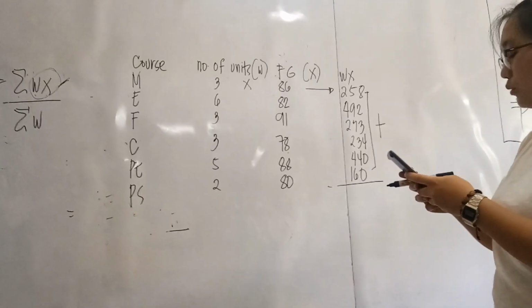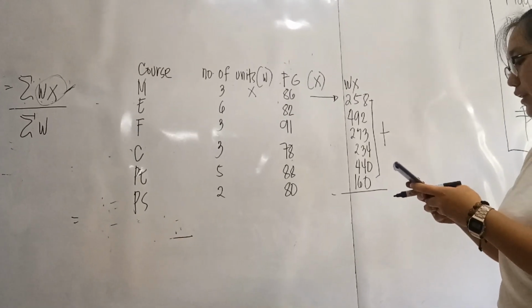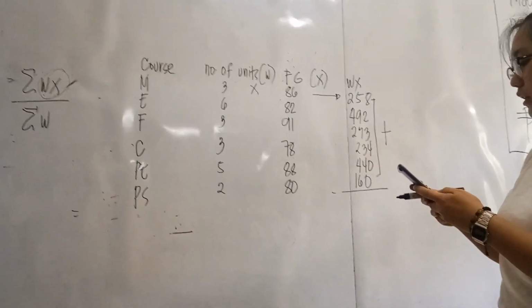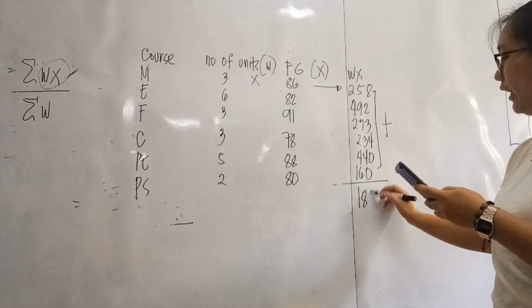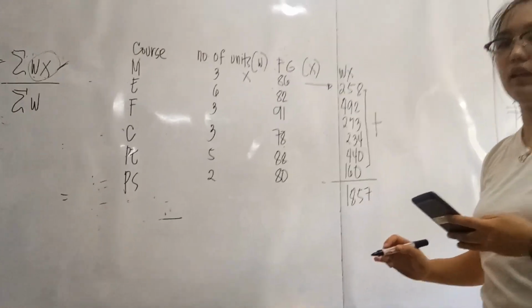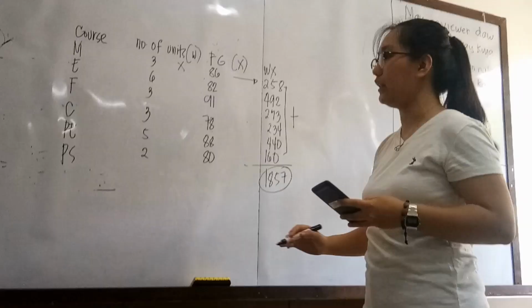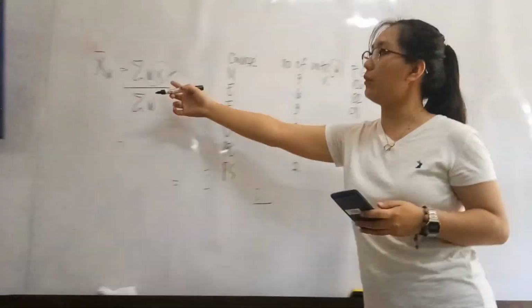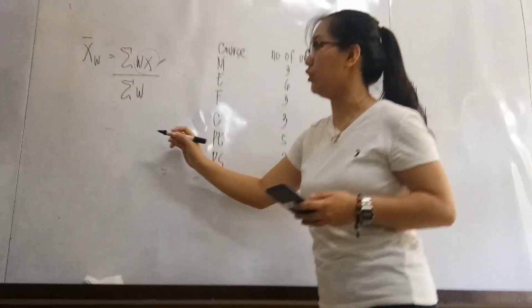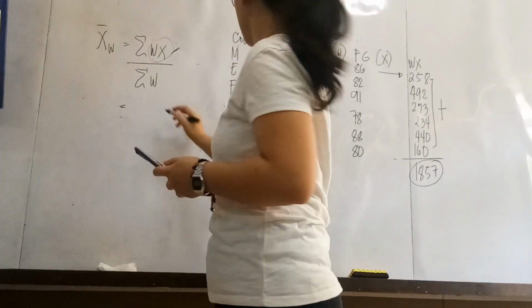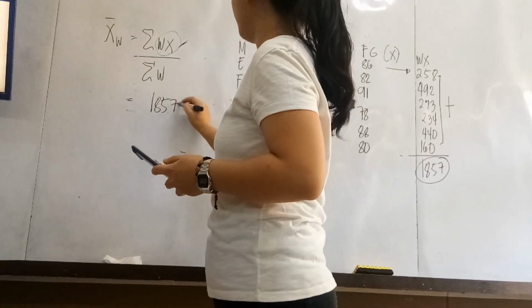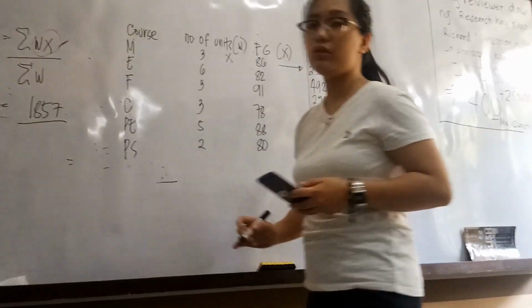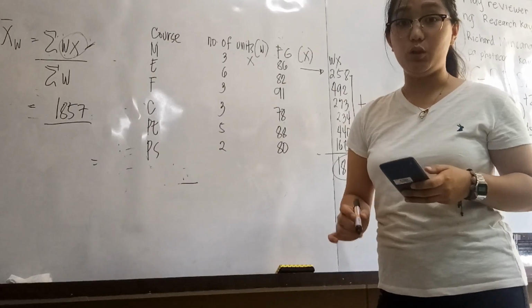Sorry. That's 234 plus 440 plus 160. Answer, we have 1857. So 1857 is already our summation of W times X, which is our numerator. Let's place it there. We have 1857. And then all we have to do is get the summation of W.